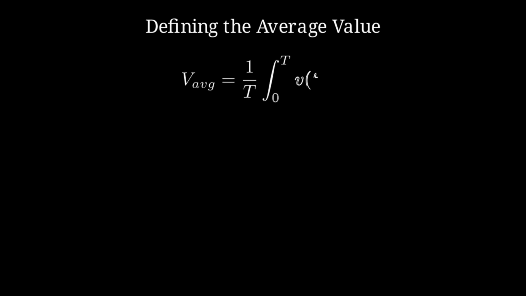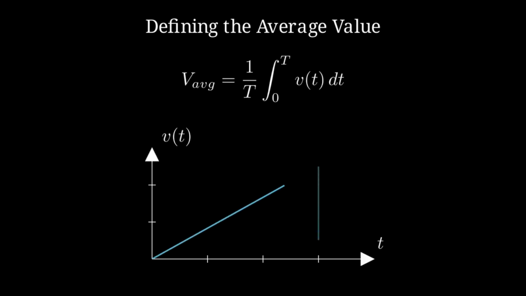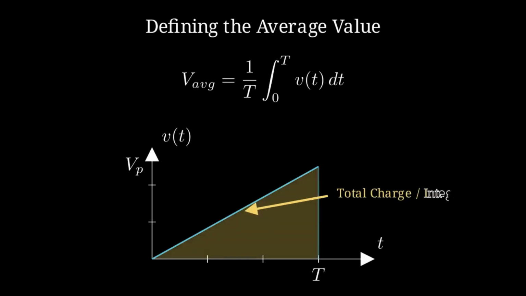The average value of any periodic waveform is defined as the integral of the function over one full period, divided by the duration of that period. Geometrically, this represents finding the area under the curve and leveling it out.